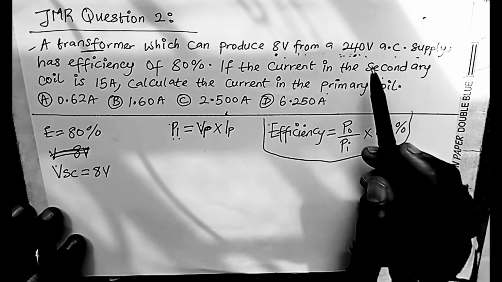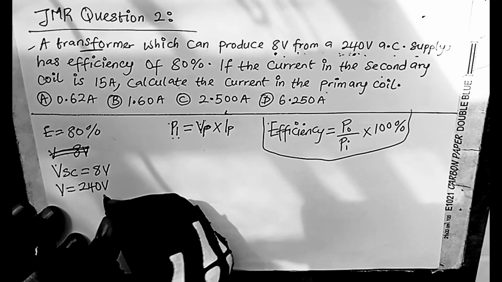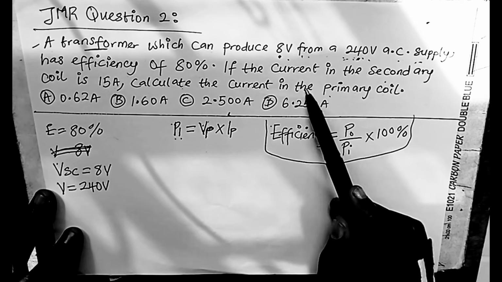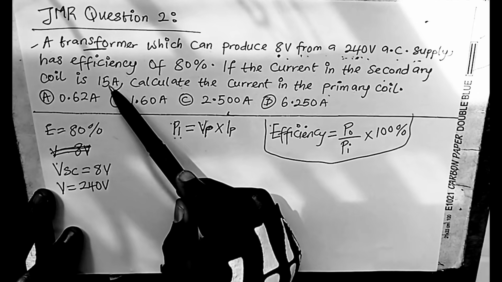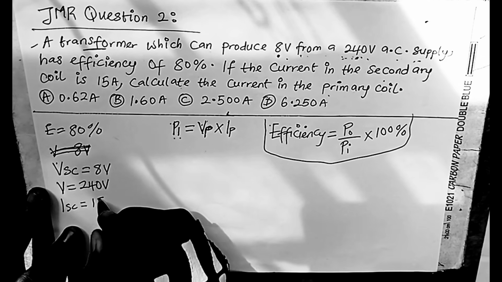So this one will now be the general volt that is put into the transformer, the AC supply. The efficiency is 80%, and the current in the secondary coil is 15 ampere. So the current in the secondary coil, I secondary, is equal to 15 ampere.